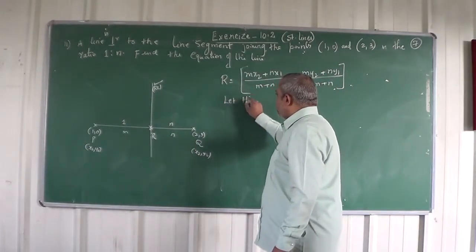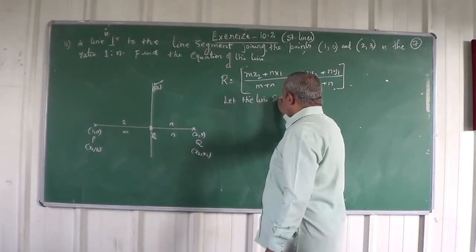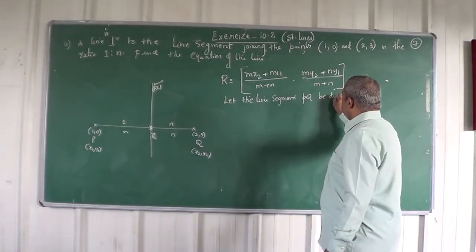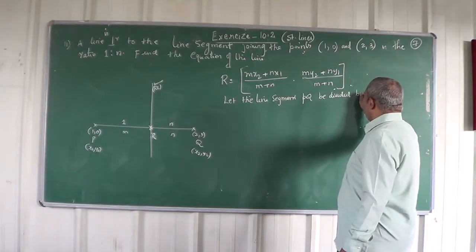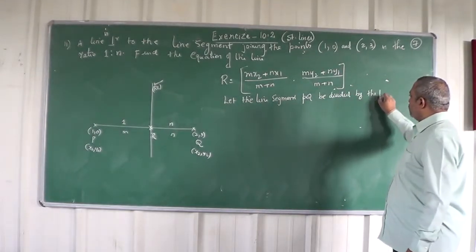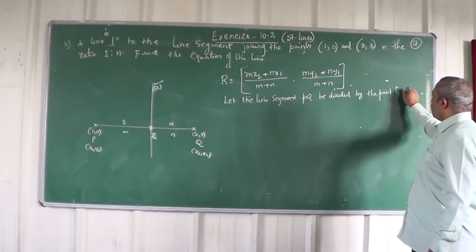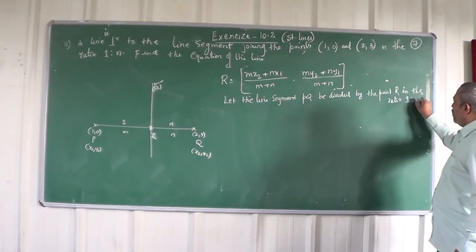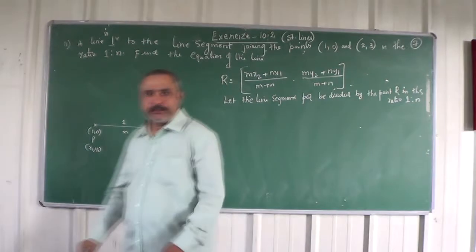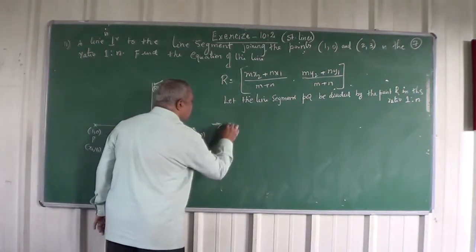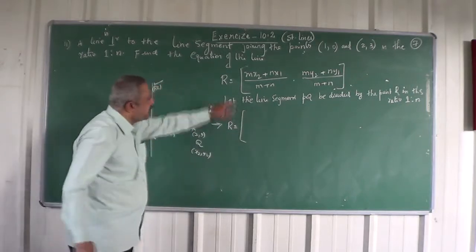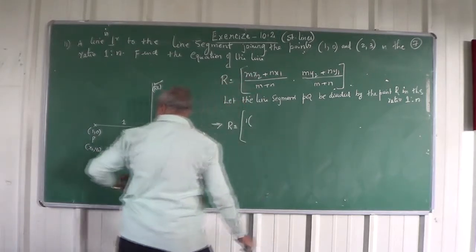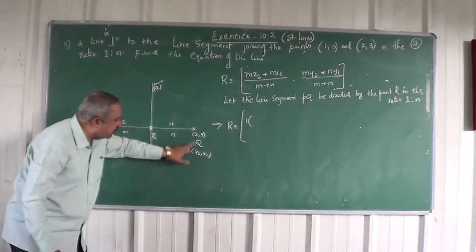Let the line segment PQ be divided by the point R in the ratio 1:n. Then this implies R is equal to, I have already written the formula here. M, how much is m? M is 1. X2, you see here, get the value of x2. How much is x2? 2.